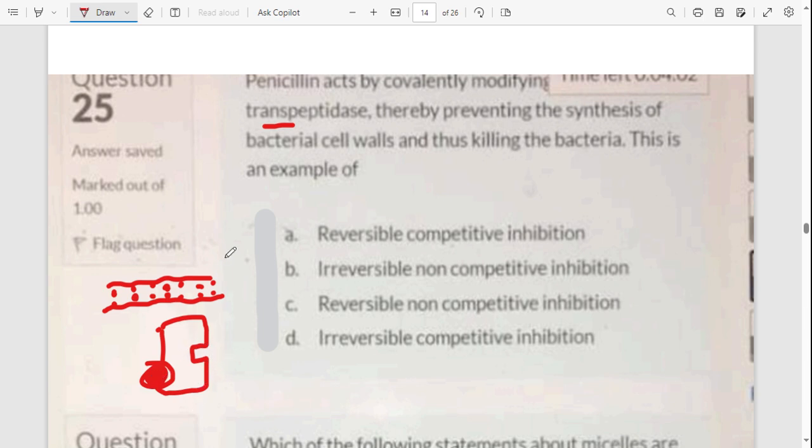If you want the function of transpeptidase to continue, you would increase the concentration of the substrate. If you increase the concentration of the substrate and the enzyme still does its function, it is a reversible reaction, not irreversible non-competitive inhibition. But for penicillin, immediately you modify transpeptidase, you can't reverse it. So that is irreversible non-competitive inhibition.